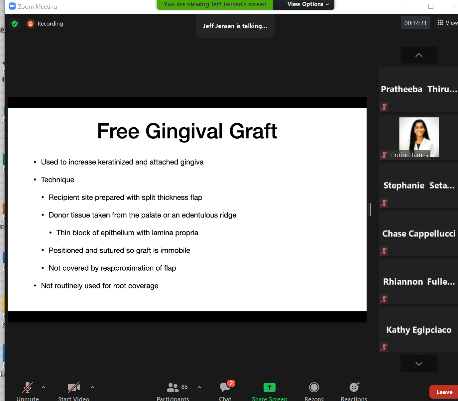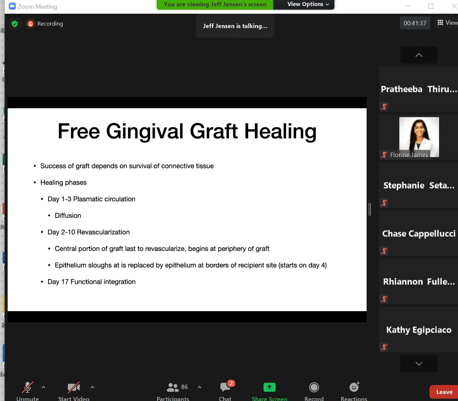Again, the success of this graft depends on survival of the connective tissue on the apical side of the graft. That's why we prepare that site with an open wound, so there's a nice blood supply, and we place it there. There are essentially 3 different healing phases for this graft.